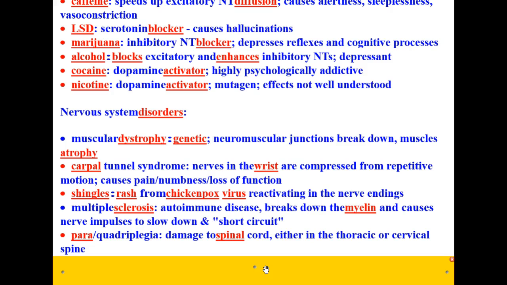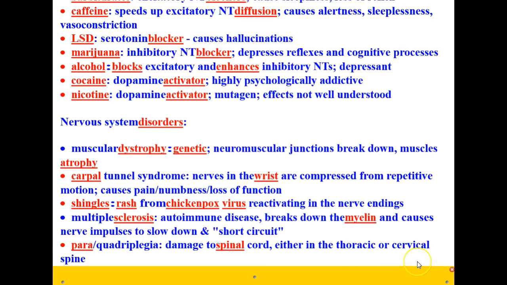Paraplegic and quadriplegic is damage to the spinal cord. If it's in the thoracic area, that'd be your upper spine, this could lead to quadriplegic, where you lose ability to control all 4 limbs. If it's in the cervical spine, then you may end up losing just control of your legs, and that would be paraplegic.